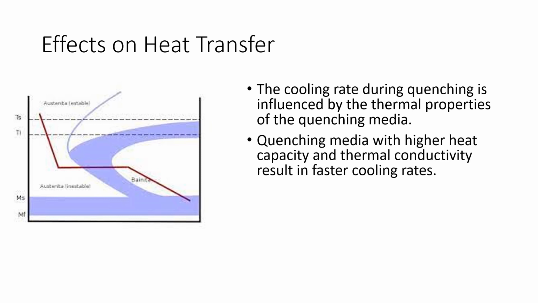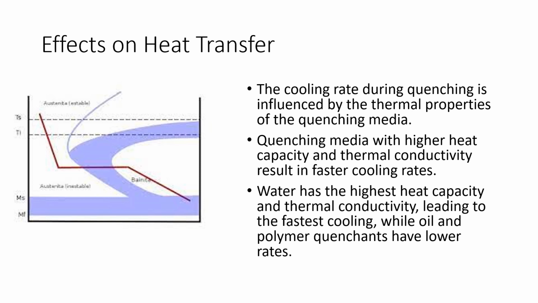High heat capacity and thermal conductivity result in faster cooling rates. Salt water, the brine, has a higher heat capacity and thermal conductivity, so it's going to get rid of the heat quicker, so we're going to have a faster cooling rate. It says here that water has the highest heat capacity, but that's just of the pure substances. Oil and polymer quenchants are going to have lower cooling rates.